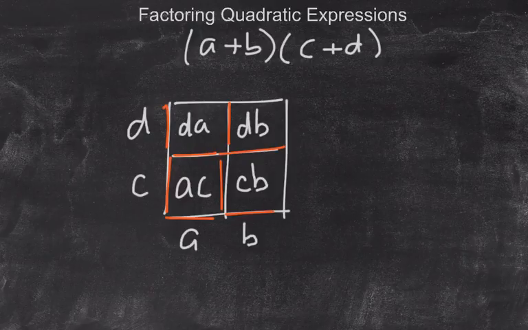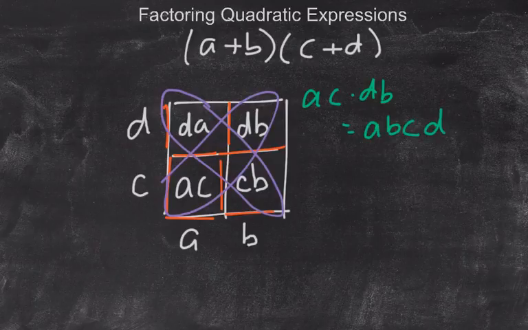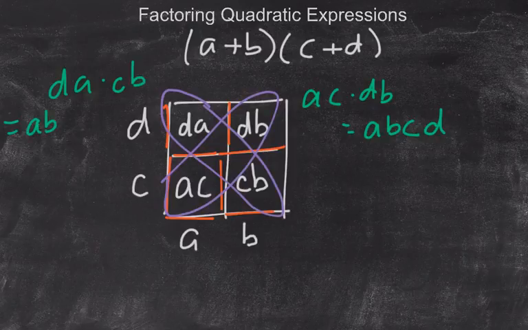When I look at the diagonals, so here's one diagonal and here's the other, what I want to do is take both of the terms in the diagonal and multiply them together. So ac times db is the same as a times b times c times d, because I just reordered the multiplication. And the other diagonal, I've got da times cb, which I could reorder to be a, b, c, d as well. So we see that in an area model, the diagonals always multiply to be the same expression.